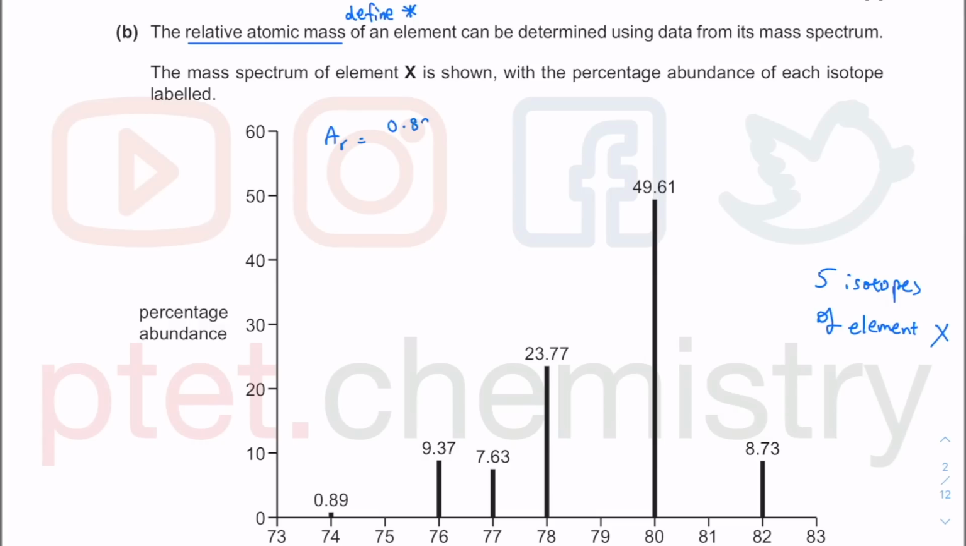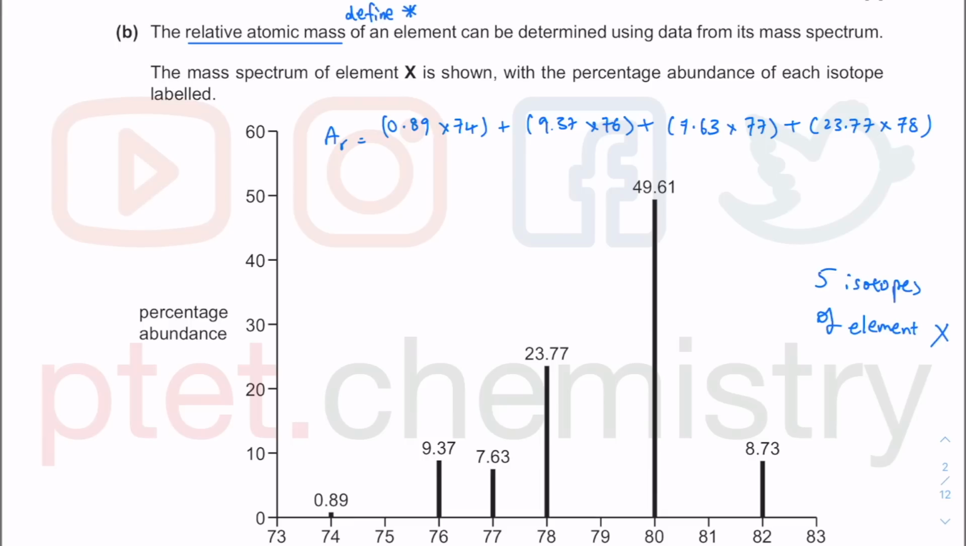I'll probably set up my formula here and then just copy paste it onto the next page. So 0.89% times the mass 74. So the percentage abundance times the mass number, and then I have to add them up all together. So 9.37 times 76 plus 7.63 times 77 plus 23.77 times 78.